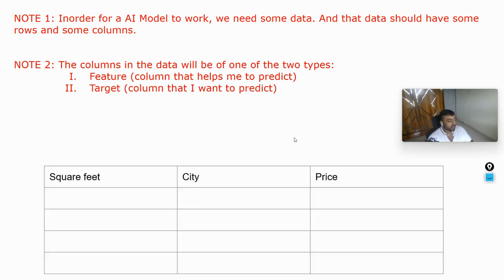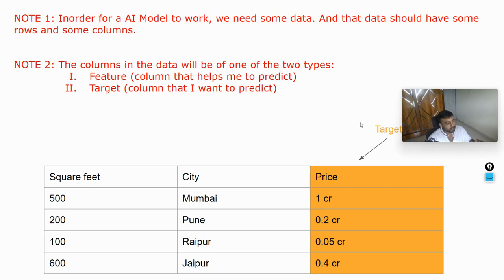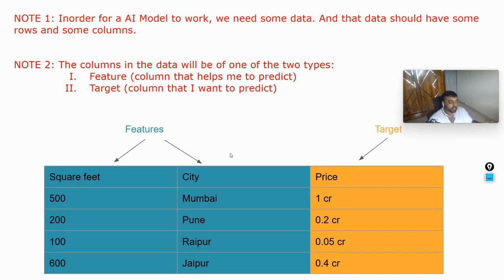So suppose I have data of some of the houses in my locality. Here is the data shown to you on your screen. Now we want to understand the difference between a feature column and a target column. We know feature column is a column that helps me to predict, whereas a target column is a column that I want to predict. So if I want to predict on price, then price will be which type of column? Price will be my target column. And since square feet and city help me to predict price, they will be called my feature columns.